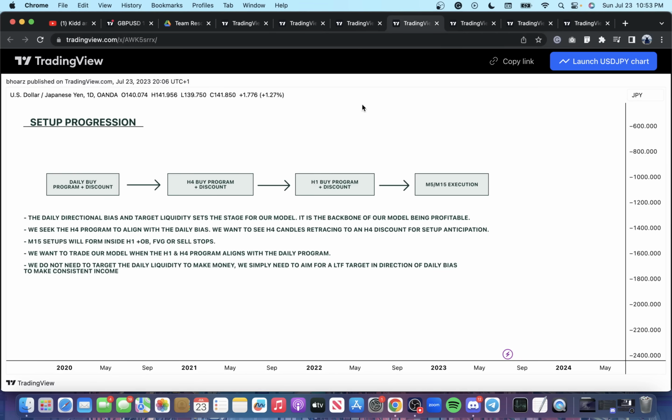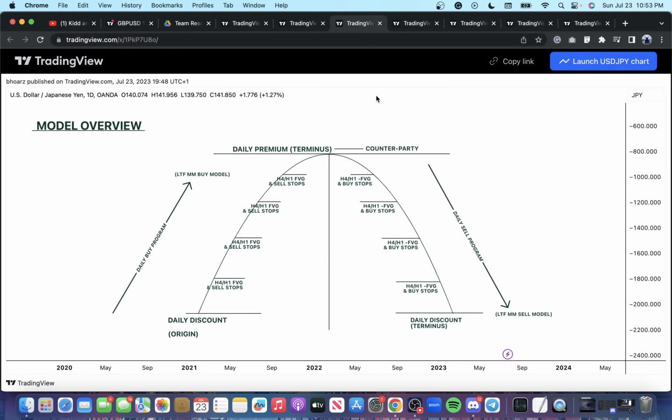The problem with trading is when a lot of you guys approach trading, you feel like there's so many things you need to take into factor to make money. And I'm saying in this video, you don't. There's only two things the market is always doing. The market is always either seeking to reprice a level of liquidity or seeking to reprice a level of inefficiency.